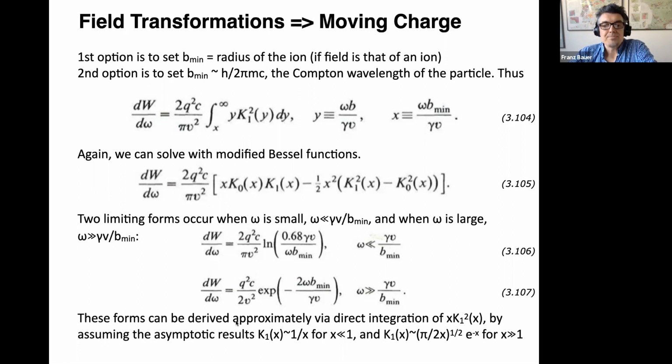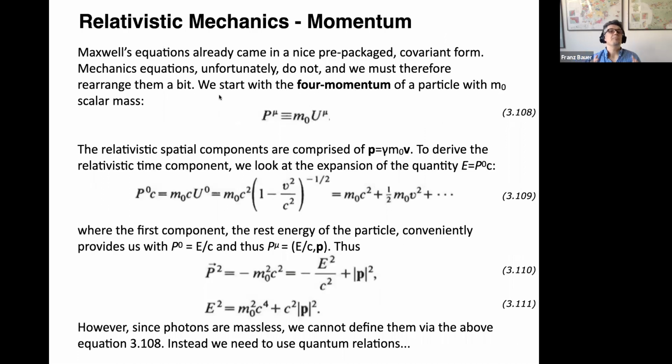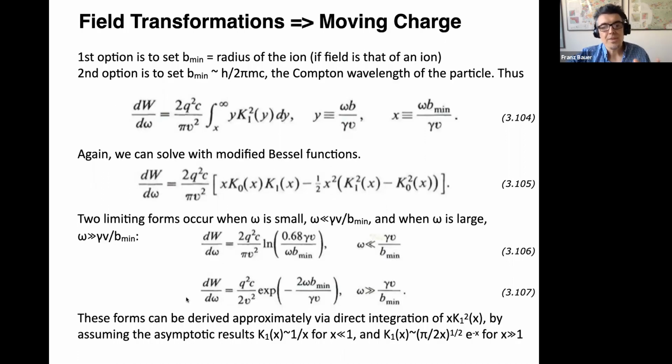Okay. And so these forms, you could do direct integration of this thing. And this thing has an asymptotic limit of 1 over x for x much, much less than 1. And this thing should have a limit of this thing for x much, much greater than 1. And so that's how you get out these functional forms. Okay. So that gives us the amount of energy that comes out as a function of frequency for this particular situation.